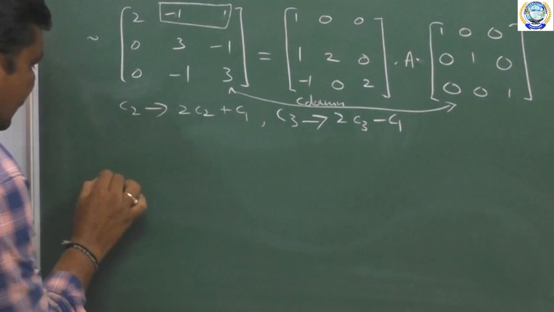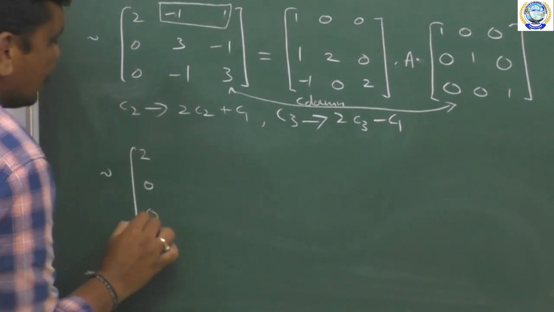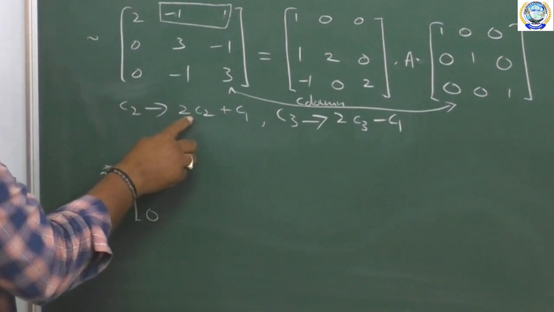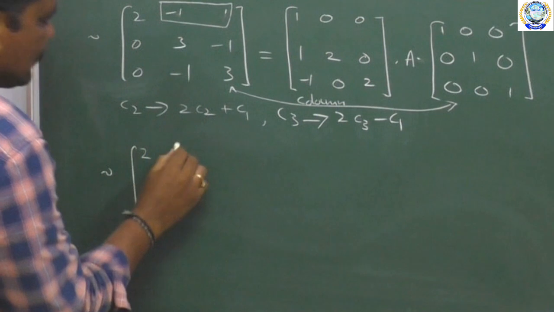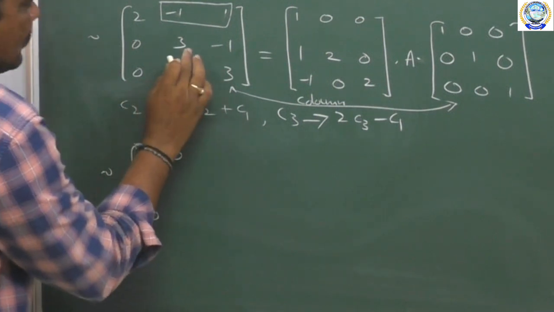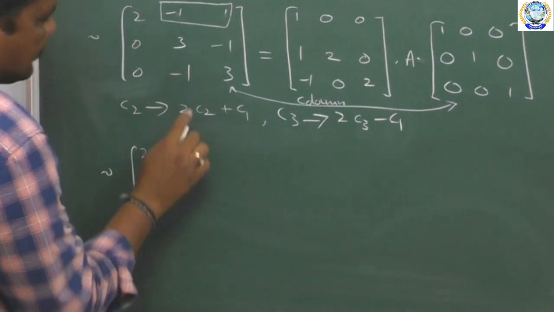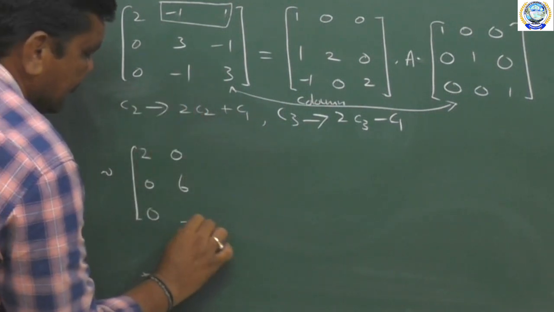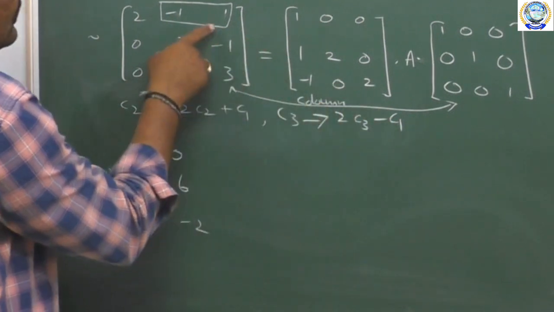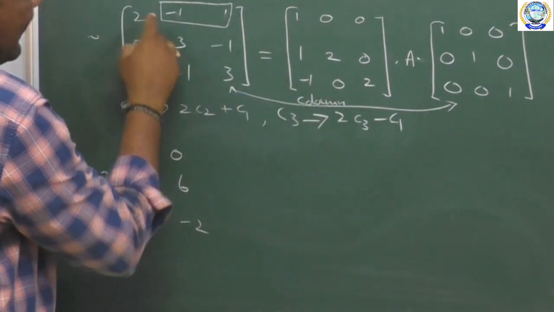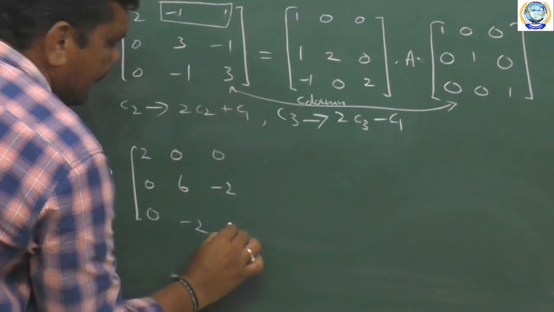So it is equivalent to, now the first column is as usual 2 0 0. In the second column we write 2C2 plus C1: 2 into minus 1, minus 2 plus 2, so it is 0. 2 into 3, 6 plus 0, it is 6. Minus 2 plus 0, it is minus 2. Next, in C3, 2C3 minus C1. So 2 into 2, 2 minus 2, it is 0. So minus 2, 2 into 3, 6.